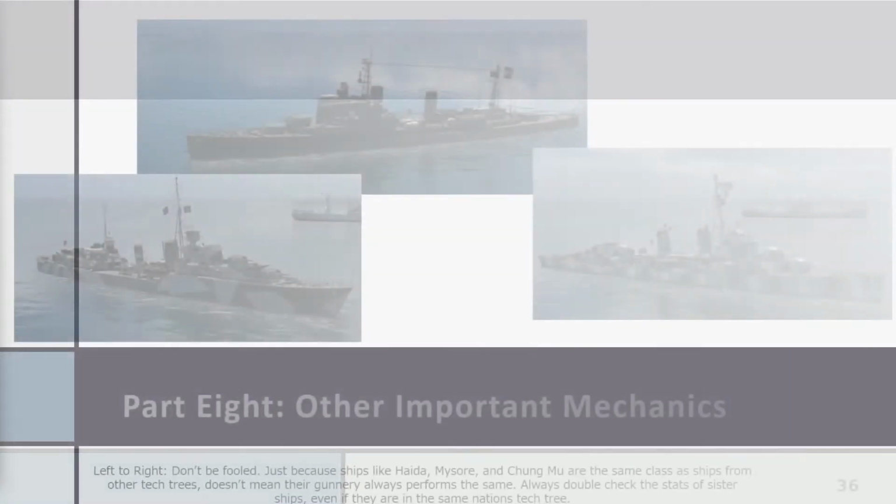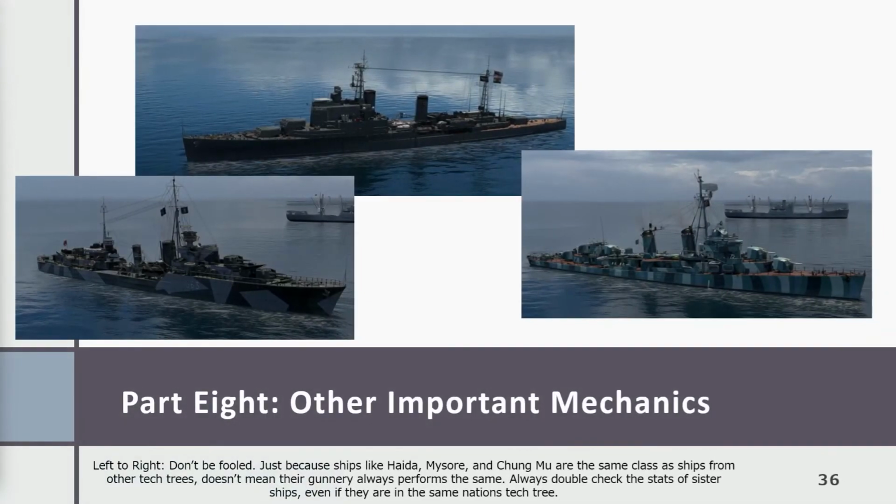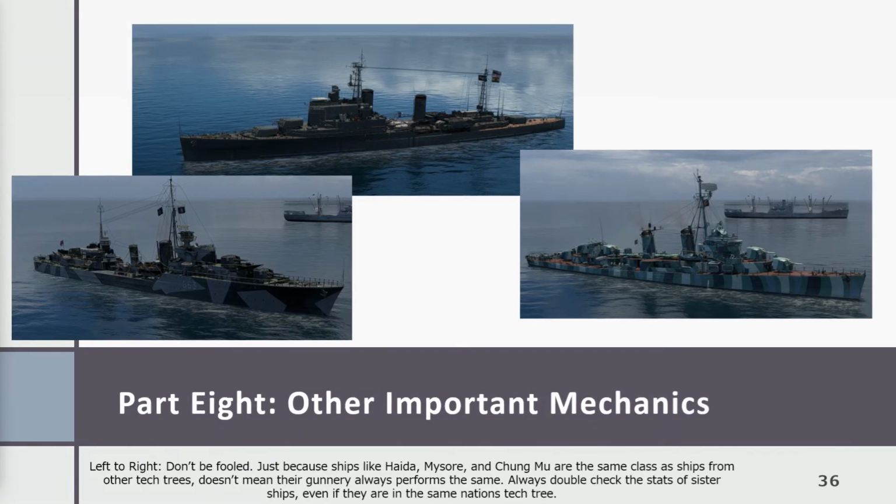All right, so part 8, other important mechanics. This actually opens up for my first thing here. So we have here Haida, Mysore, and Changmu, and all of these have a sister ship in game. But it doesn't always mean that their statistics are just the same because they're sister ships. So sometimes it works out to be true.